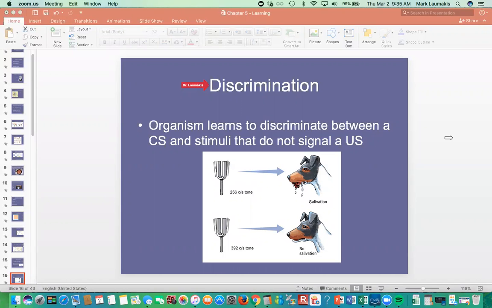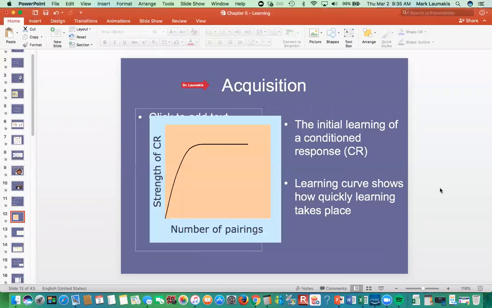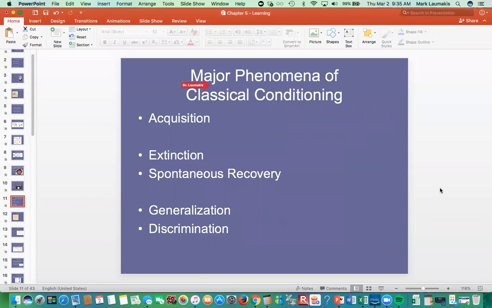Any questions either about the basic terms of classical conditioning, US, UR, CS, and CR, or any of these major phenomena? If you've got a question, you can use the chat box for that.